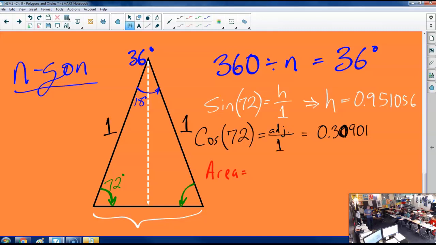Don't worry, I'm only going to let each of you struggle for like 1 more minute. Wait, what am I trying to find? The area? Area and perimeter. Oh wait, so that's 0.99. Opposite over.